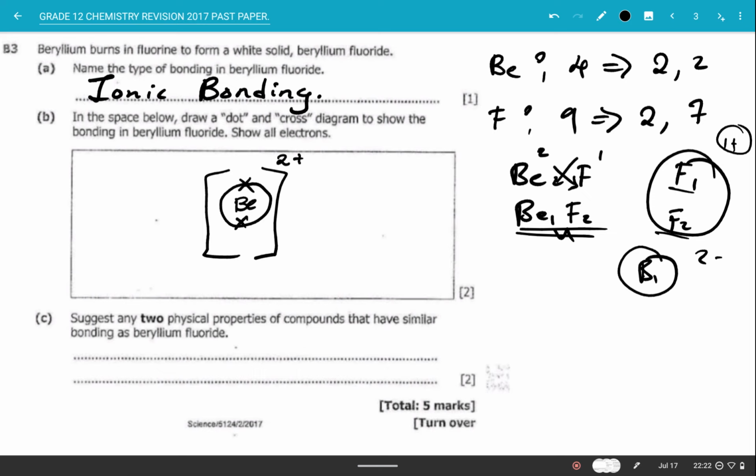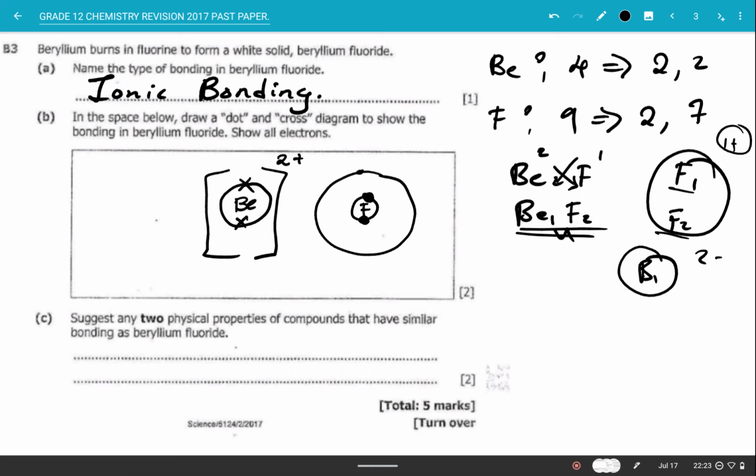Now each fluorine atom has to gain how many to be stable? It has to gain 1 to be stable. So remember, it's supposed to be 2,8. So what we're going to do is, we know that each fluorine has to gain 1, so we draw the structure. So if we want, you can just draw the final structure. Let's just draw the outer structure, or everything if we want. Let's just draw everything.